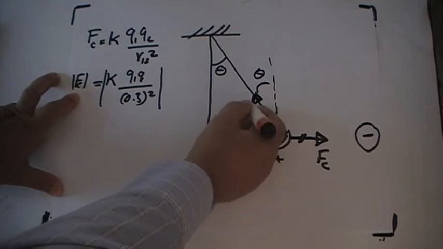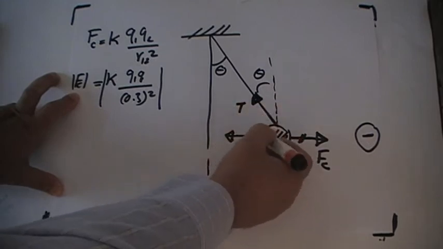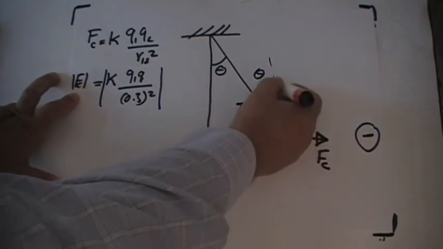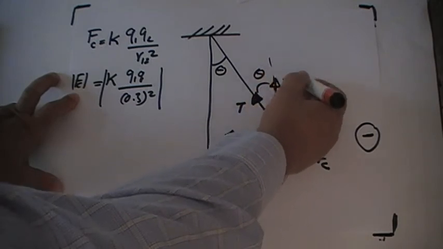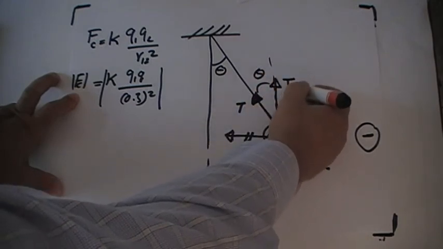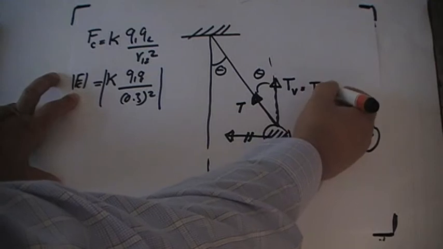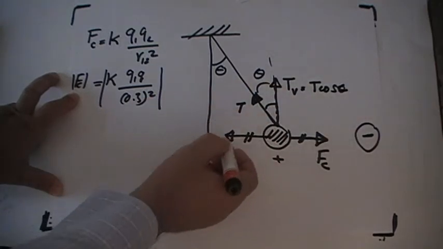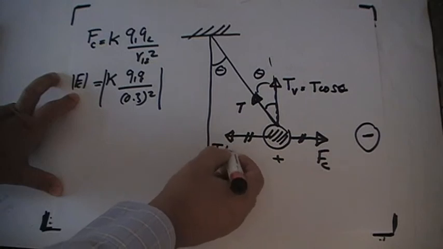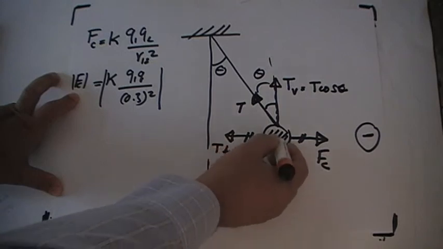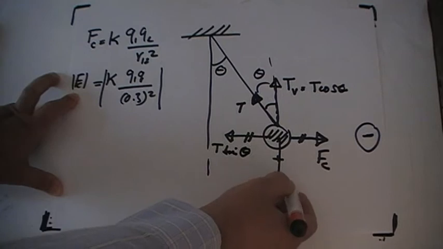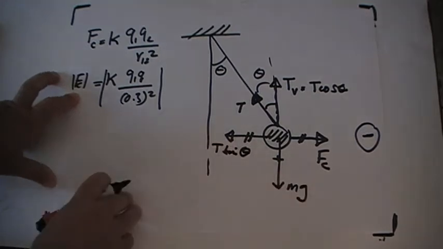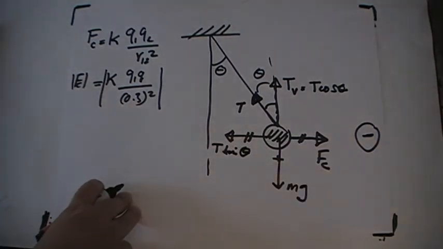Well, I notice that there is tension here. Tension is always away from or out of the mass, and this can be analyzed into two components. Let's call it T vertical. T vertical is equal to T cosine theta, right? This is the angle theta. And this component will be T sine theta, and of course I have mg down. This is my free body diagram.